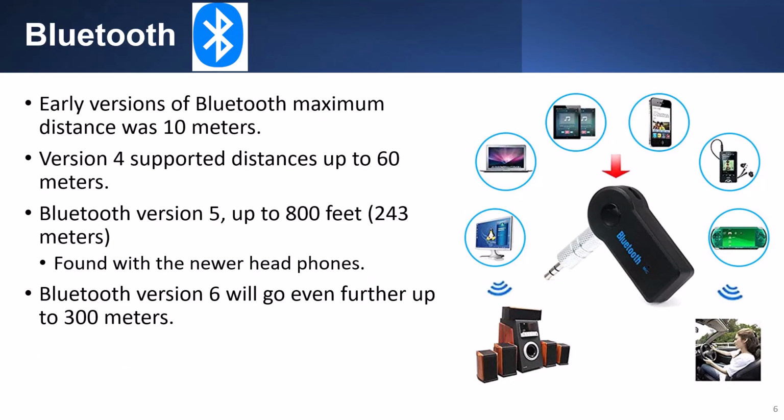Early versions of Bluetooth had a maximum distance of 10 meters. Version 4 supported distances up to 60 meters, and version 5 supported up to 800 feet or 243 meters, such as those found with the newer headphones. Bluetooth version 6 will go even further, up to 300 meters.